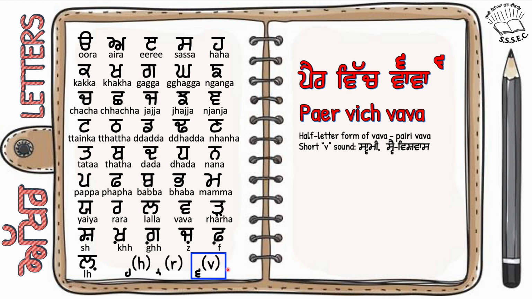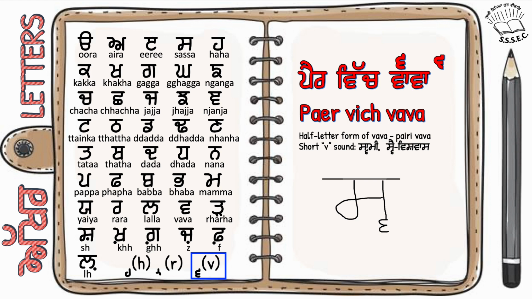And then we have paeri vava. It does look like a mini vava without the horizontal line at the top. We'll write it with the sasa. We've got examples with sasa here. So sasa. And then we just have this little vava hanging off the bottom of the sasa. Sasa paeri vava. Sva.